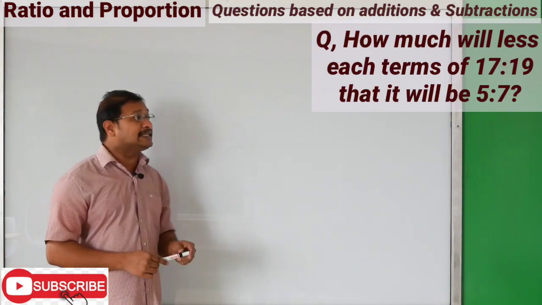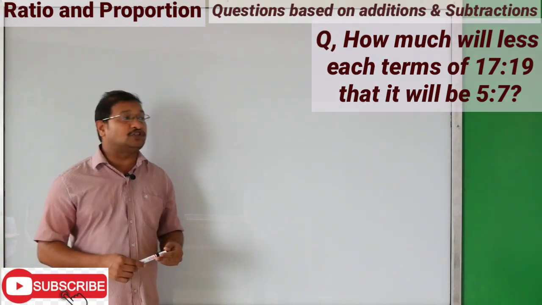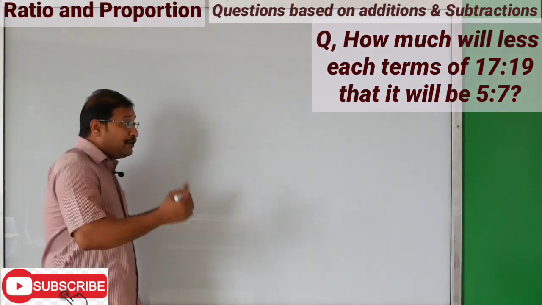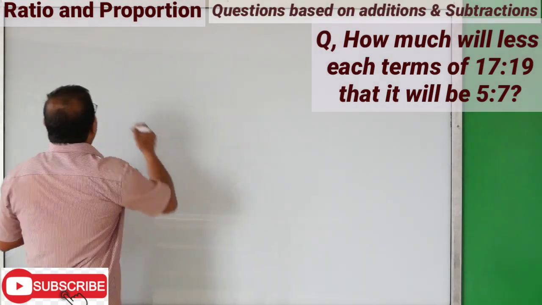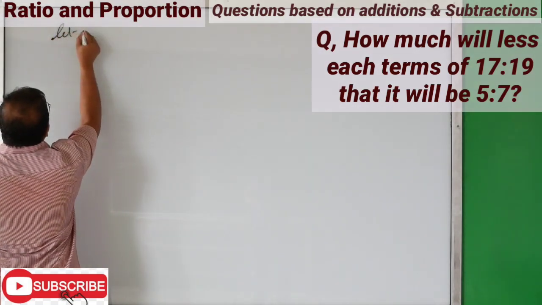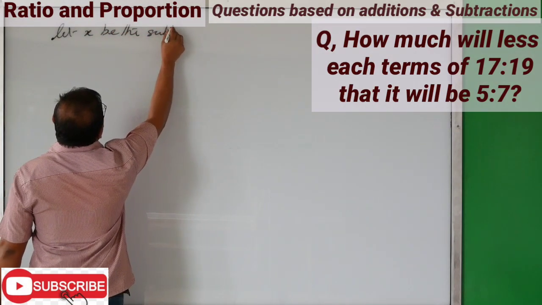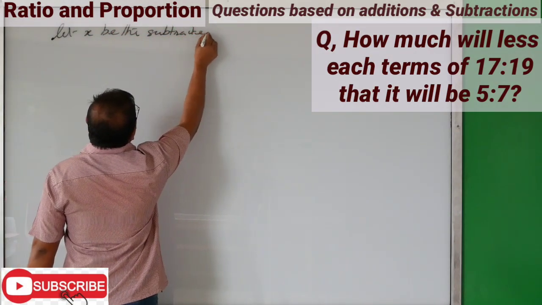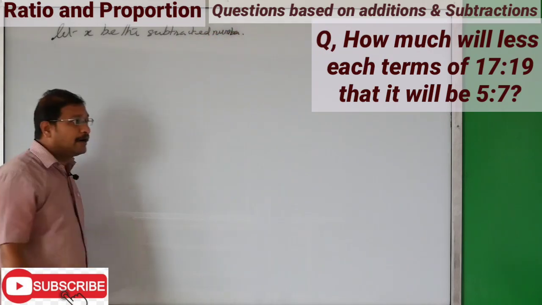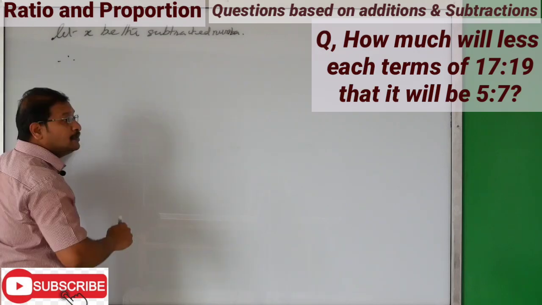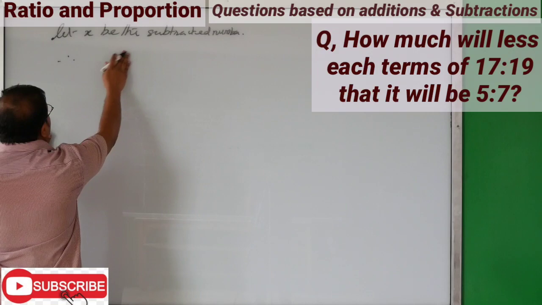How much will be subtracted from each term of 17:19 so that it will be 5:7? We don't know how much will be subtracted, that we need to find out, isn't it? So we'll write, let x be the subtracted number. Ready? Therefore, what you will do now? 17:19 is the ratio, but how much will be subtracted? x.